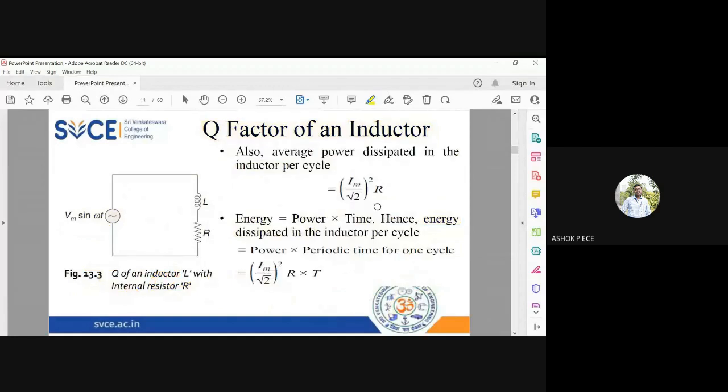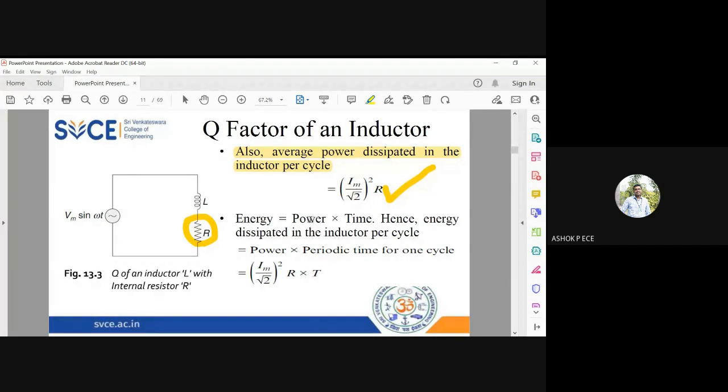So the average power dissipated across the circuit happens only in the resistive part. So it is Im square into R, IRMS square into R. IRMS is equal to Im by root 2, so Im by root 2 the whole square into R. Okay, so the energy dissipated in the resistance is IRMS square into R, and IRMS is equal to peak current by root 2, Im by root 2 the whole square into R.